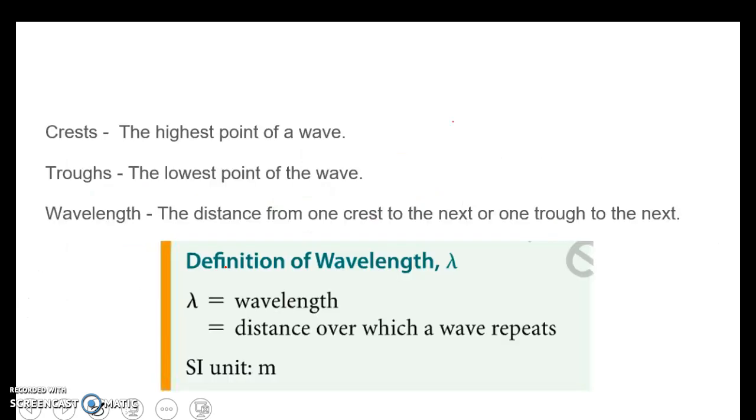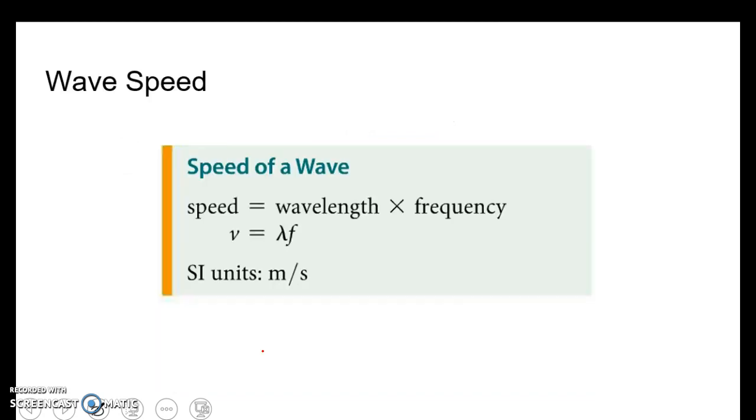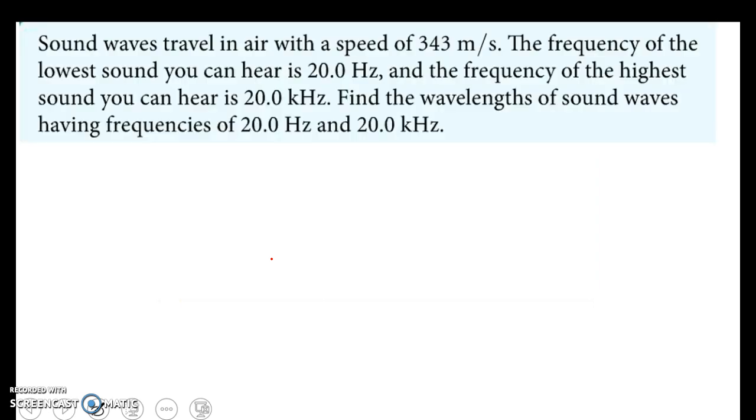Again, definitions: crest, highest point; trough, lowest point; wavelength, from one crest to the next or one trough to the next. We use meters to measure this. You can see it in different units, but of course SI is always in meters. Wave speed equation: speed is equal to wavelength times frequency, in the units of speed, meters per second, just like when we talk about the speed of an object on land. But speed of a wave is wavelength times frequency.